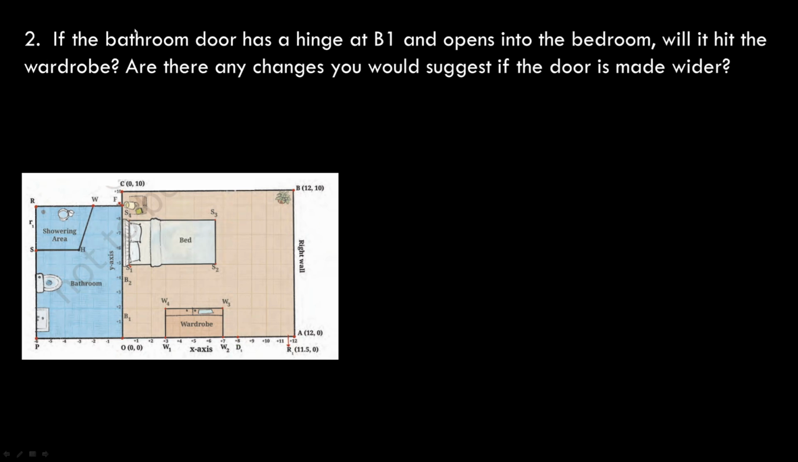Next question. If the bathroom door has a hinge at B1 and opens into the bedroom, so this is B1, let me just see what the bathroom door looks like. This is what the bathroom door is like, almost 3 units. If it tries to open here, there is some chance that it will hit, but we can do this not by intuition. So here it is 3 units, and this is also 3 units. When it fully opens up, there is a chance that it will hit the wardrobe. So will it hit the wardrobe? Yes, it will hit the wardrobe.